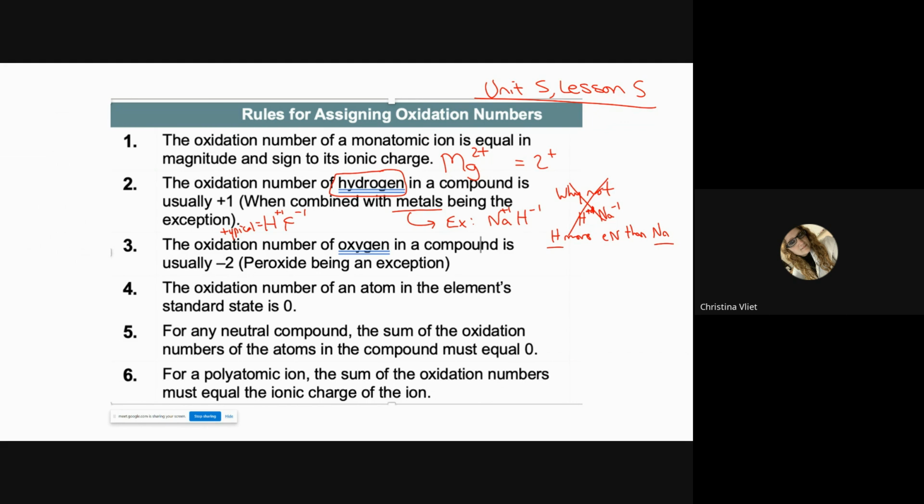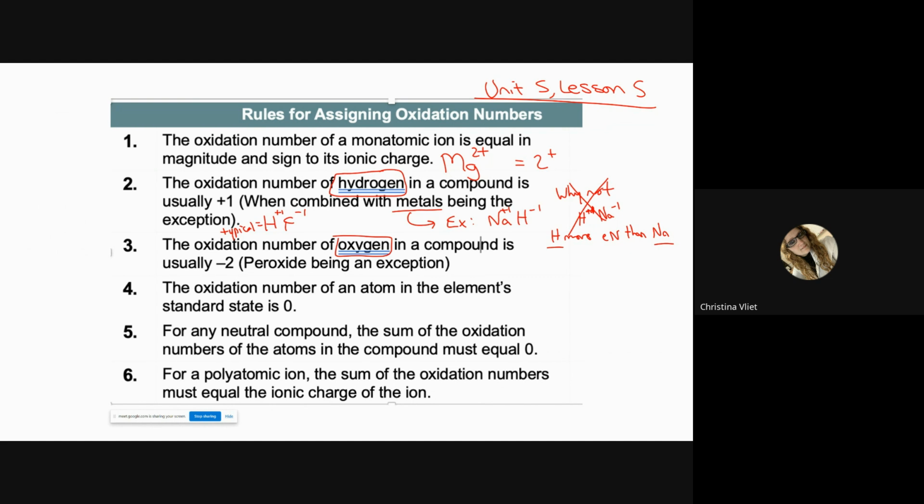Number 3. The oxidation number of oxygen in a compound. So this is the next rule. Highlight oxygen. It is usually -2, which hopefully makes sense. There's actually 2 exceptions. It gives you 1 here, but there's 2. I'll bring up both of them. Why is oxygen usually -2? It's how many electrons you need to go to your nearest noble gas. So then, what would be the situations where it's an exception?